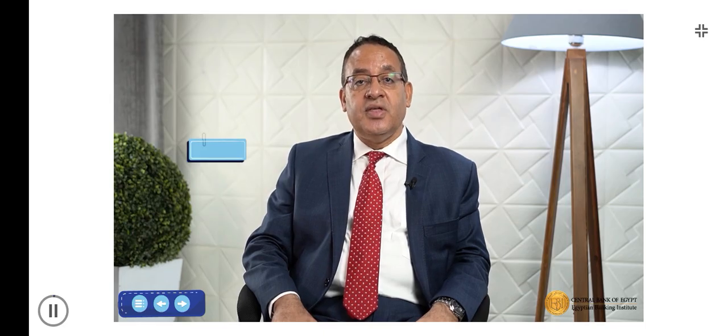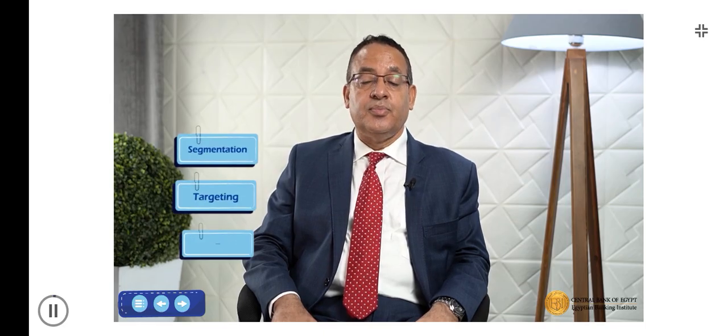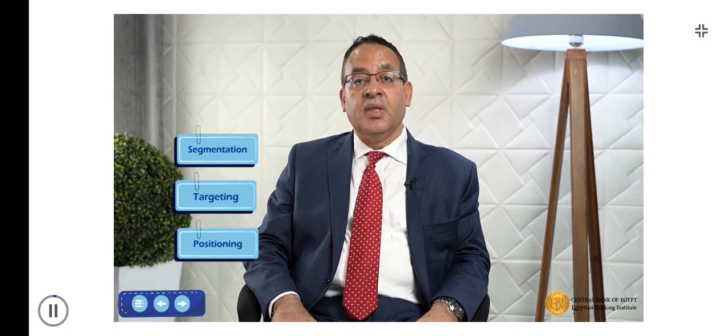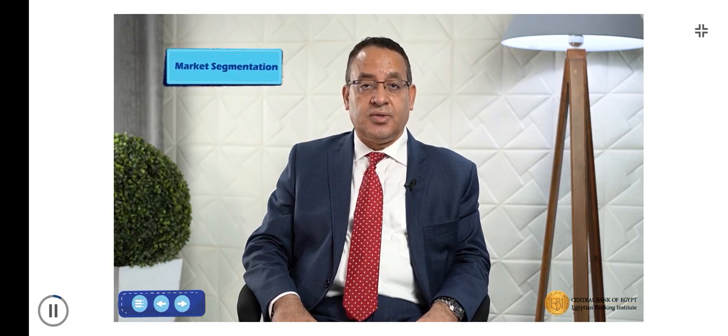I cannot target all the market segments with a single product. So we have to apply the STP, or segmentation, targeting, and positioning, in order to be able to position our product to the right segment. Segmentation means dividing the total market into different units. Targeting means selecting the right unit. Positioning is how to put your brand in the mind of the customer.